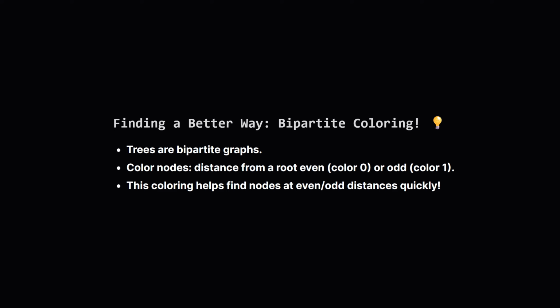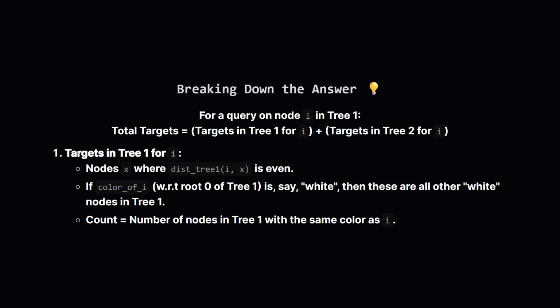So for any node i in the first tree, the nodes that are target to it, meaning an even distance away within the first tree, are precisely those that have the same color as i, if we've colored the first tree starting from its node 0. This gives us the first part of our answer really quickly. We just need to count how many nodes of each color there are in the first tree.